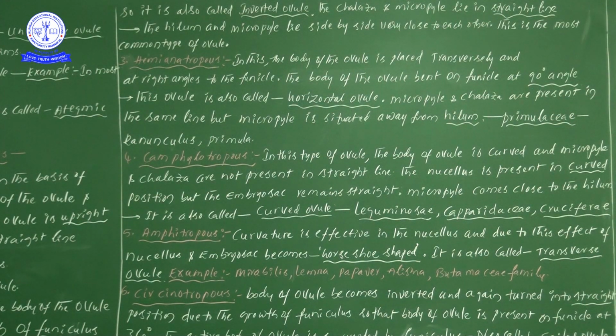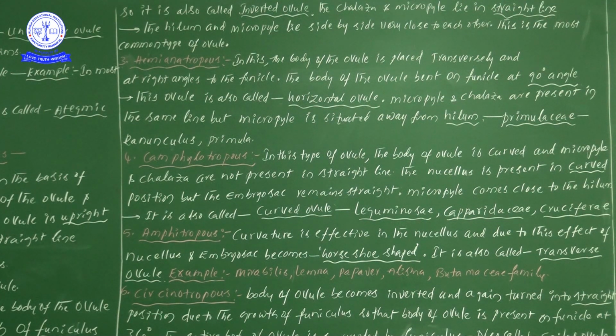So in this type, the shape of the embryo sac and nucellus becomes horseshoe shaped, and it is also known as transverse ovule. The best examples are Mirabilis, Lemna, Papaver, Alisma and Butomaceae family members. There are different types of examples under this type.